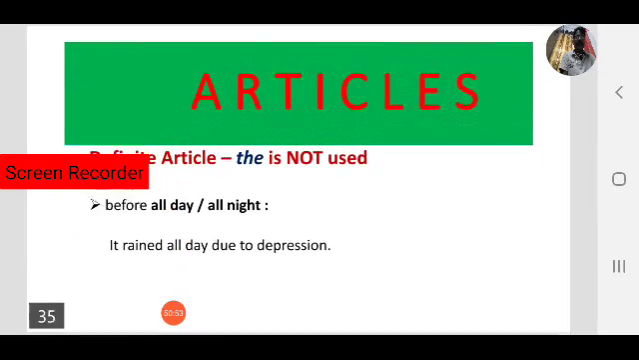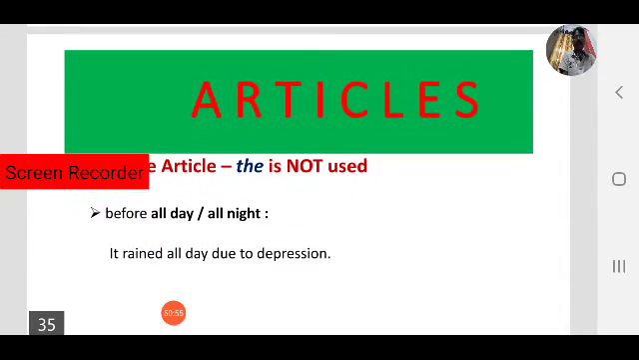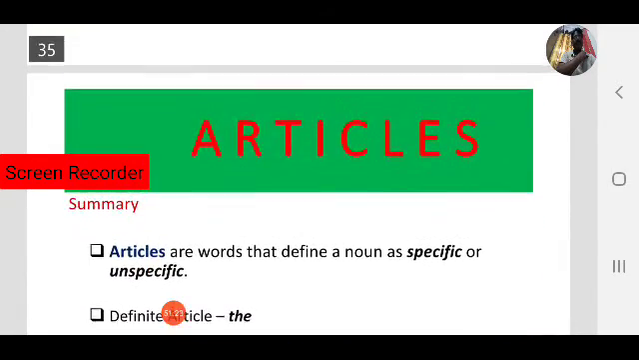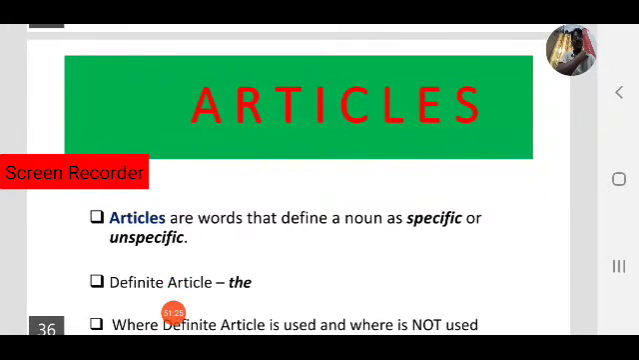So let us see another example. Before all day, all night, so these are words in a sentence. Before all day, all night, we need not use the all day, the all night. It rained all day due to depression. All day, not all the day, not all the night. Okay, this is another case where we need not use the definite article the.